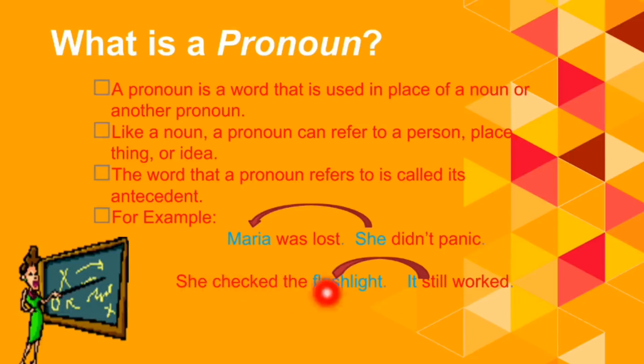So it replaced the same thing. You can write she checked the flashlight. The flashlight still worked. Instead of repeating the noun, we have used the pronoun it, because it's a thing. So we can use the pronoun it for things. It still worked. So it refers to the flashlight. So the pronoun is it, and the noun it refers to is flashlight. So this flashlight is the antecedent and it is the pronoun.